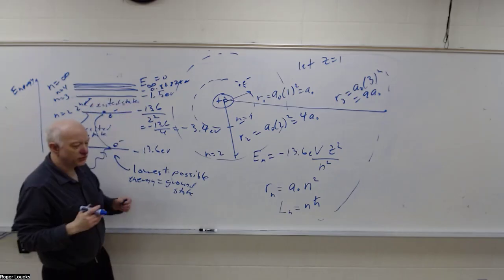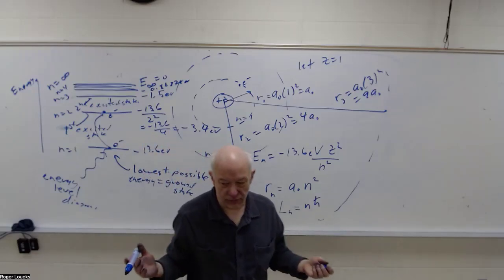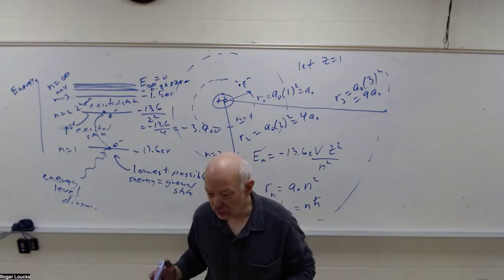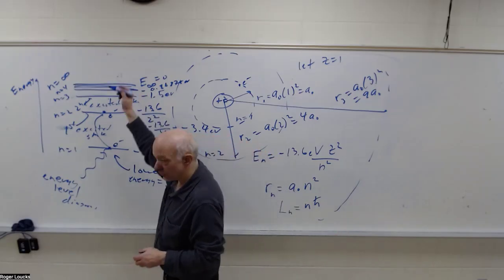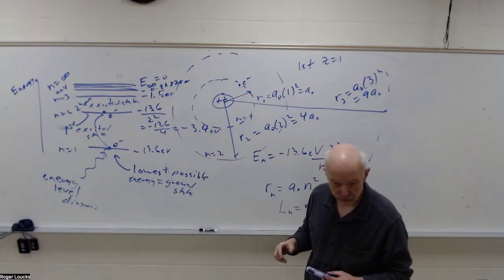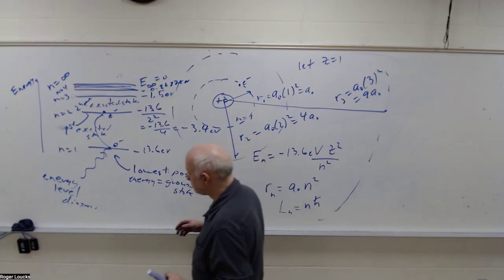You have to be careful. If you have the second excited state, what might you naively think n is? 2. And it's really 3. You just have to be careful for that. And then so on and so forth for all these levels here. That makes sense? Now, what could happen here?